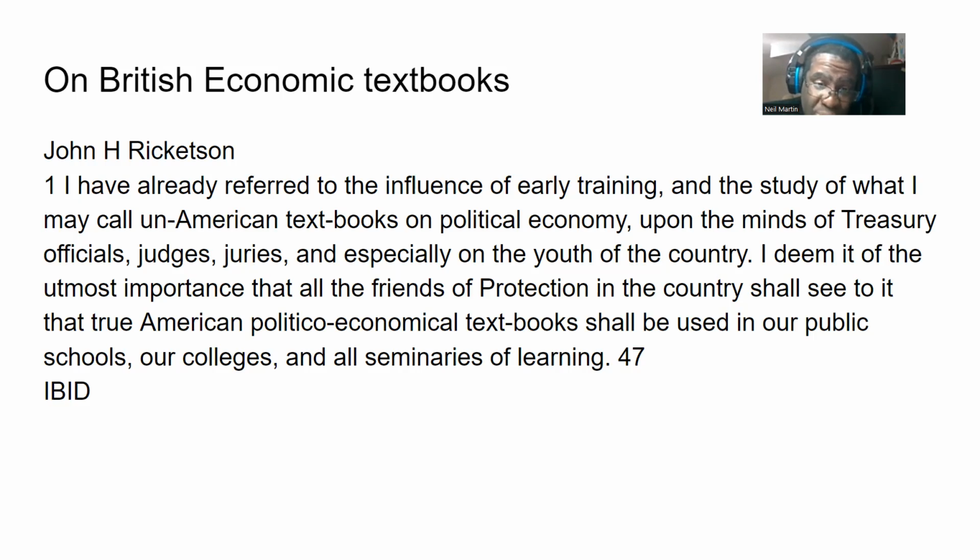But back to the issue, textbooks. Richardson is saying Americans should only have American system political economy textbooks. We do not need free trade. If we want to break the special relationship with the British, one of the things we're going to have to do is that these economic textbooks in the United States of America are going to have to dump monetary theory and free trade. You can go to the next slide, Victor.